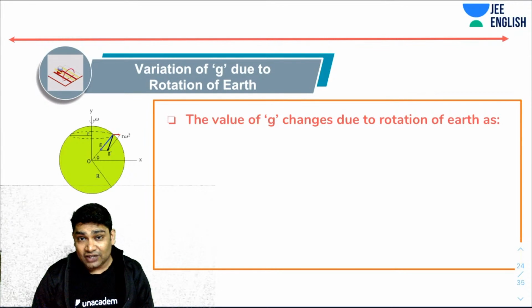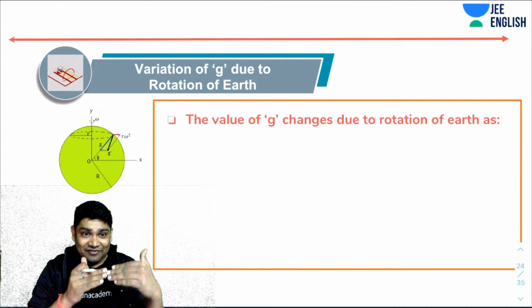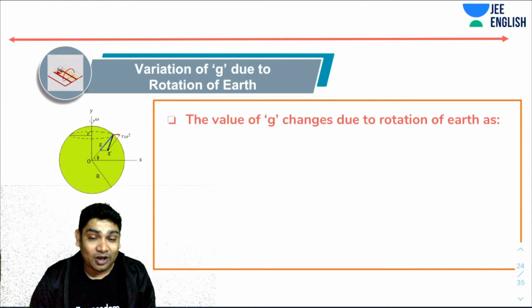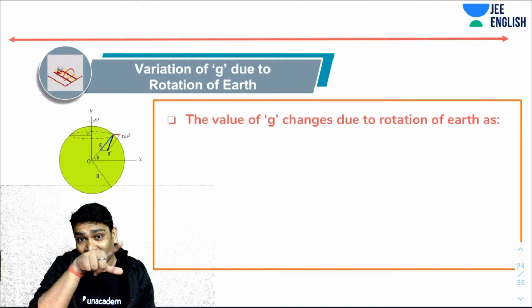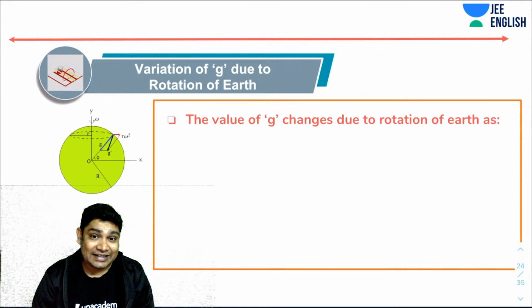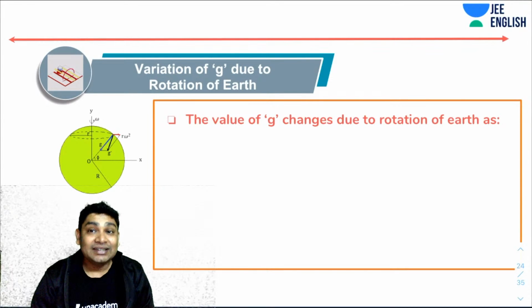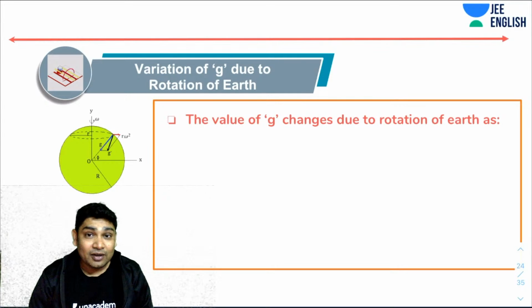So first we went above the surface of the earth, then we went below the surface of the earth, then we were moving along the surface of the earth. So along the surface of the earth, as you move from the equator to the poles, the value of g increases, right? One factor was the shape of the earth, the not so spherical shape of the earth. Another factor for that variation is the rotation of the earth.